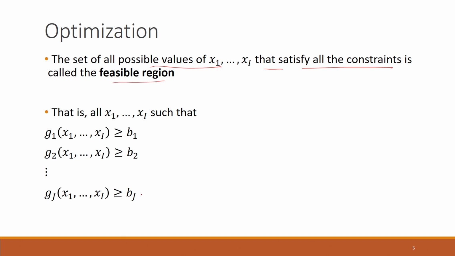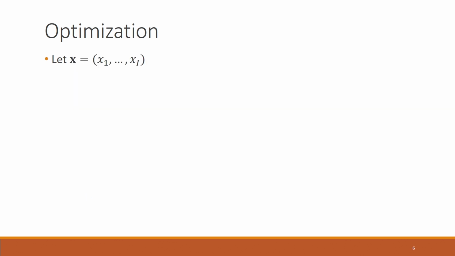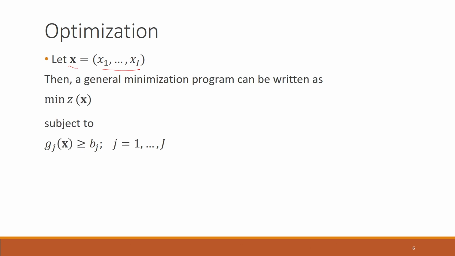So, we have these capital J constraints here. This is the first constraint, then the second, and so on. Here B1, B2 till BJ are constants, and G1, G2, GJ are functions which vary with x1, x2 till xI. Let us represent this vector x1 till xI by this bold x here. Therefore, a general minimization problem can be written as follows. We are minimizing this function z of x subject to these constraints here. So we have capital J constraints.